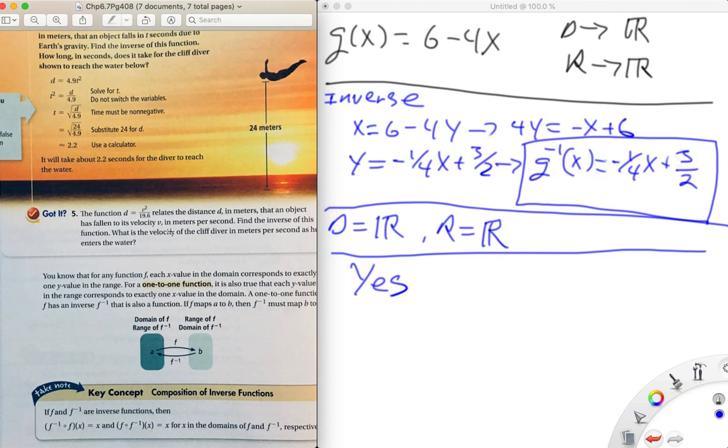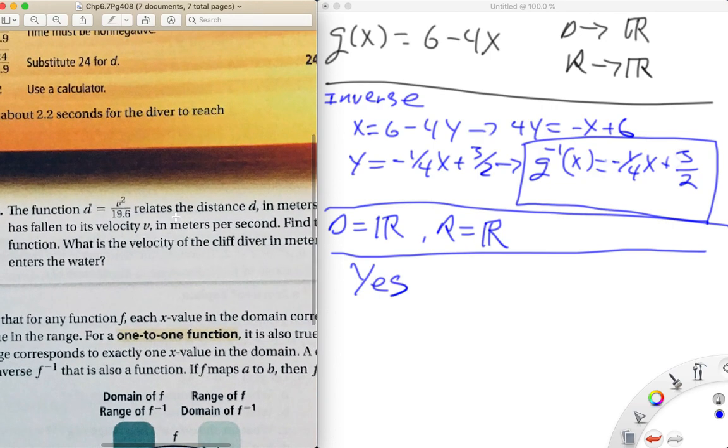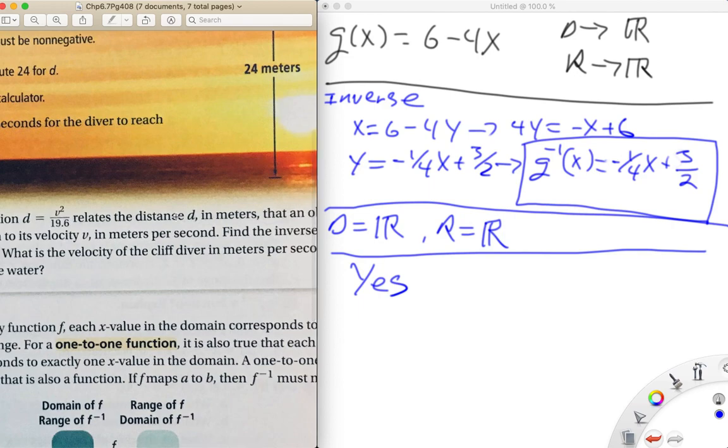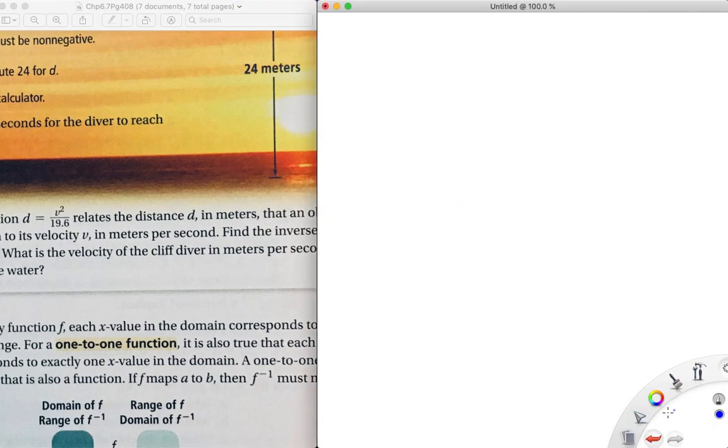Alright, here they just want us to find out what the velocity is given a certain distance. So in order to do that, we just have to do the inverse. So d equals v squared over 19.6. So what I'm going to do is multiply both sides by 19.6. And that's going to equal v squared.